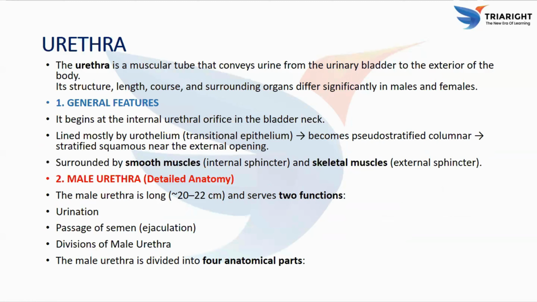So where does it start? It starts as an internal urethral orifice, like an opening in the bladder neck. So what type of lining does it have? So what type of epithelium?